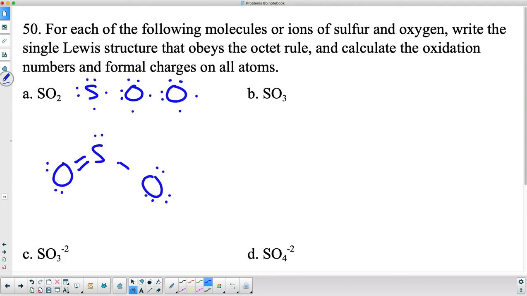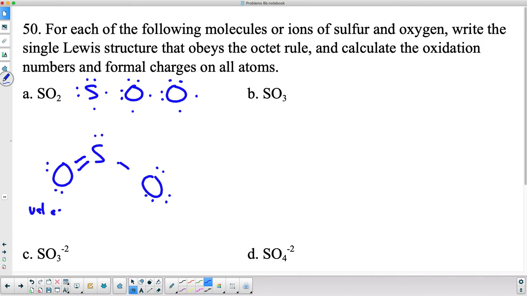Now let's go through and do the formal charge. The formal charge is, remember, valence electrons minus assigned electrons. Assigned electrons are the ones, actually here, I'll do this in this color so you can see this.